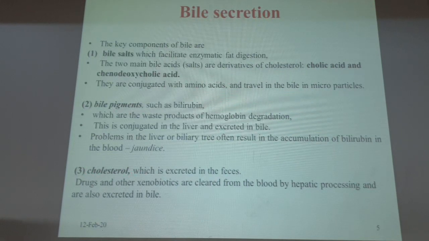Cholesterol is also excreted in the feces. Of course, cholesterol is one of the functions of bile secretion, so cholesterol is also excreted. Its source in the body is either from diet or from liver formation. If cholesterol is excessive, this will result in gallstone formation.